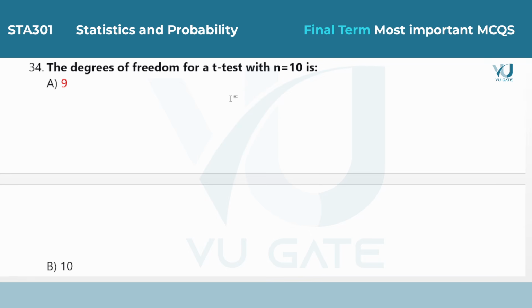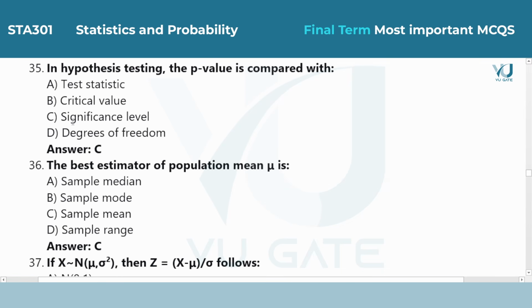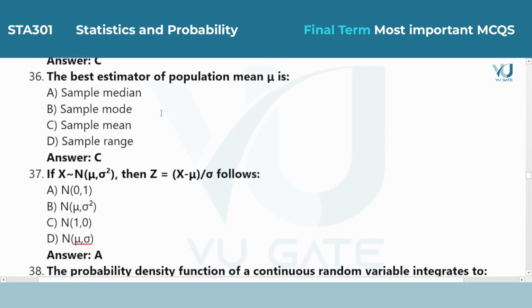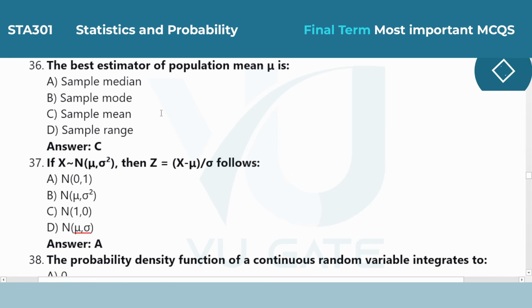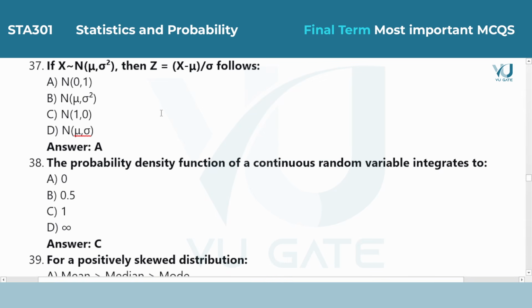Question. In hypothesis testing, the p-value is compared with. Answer. C, significance level. Explanation. We compare the p-value to the significance level, or alpha, to decide whether to reject the null hypothesis. Question. The best estimator of population mean mu is. Answer. C, sample mean. Explanation. The sample mean is considered the most reliable and unbiased estimate for the actual population mean.